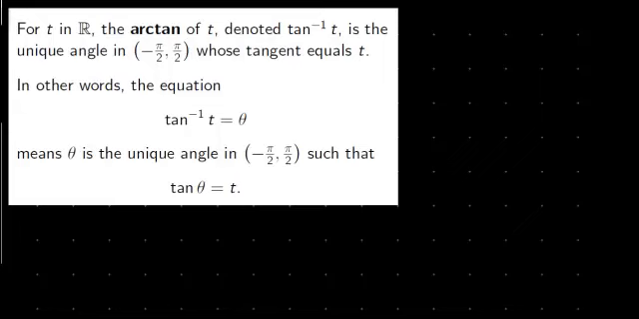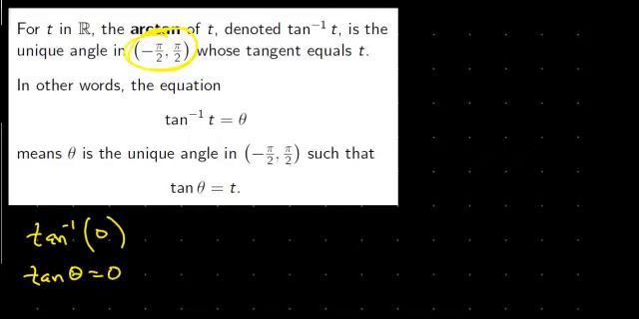So for t in the reals, the arctan of t, denoted inverse tangent of t. So let's do the inverse tangent of, let's say, 0. Okay? So the inverse tangent of t is the unique angle in negative pi over 2 to pi over 2. So we need some theta whose tangent equals t. So we need some theta between negative pi over 2 and pi over 2. So we need the tangent of theta to equal 0.